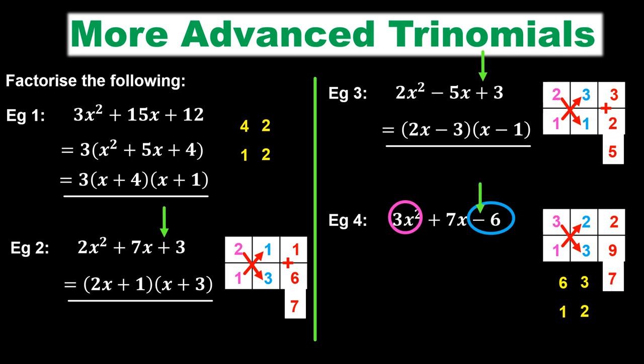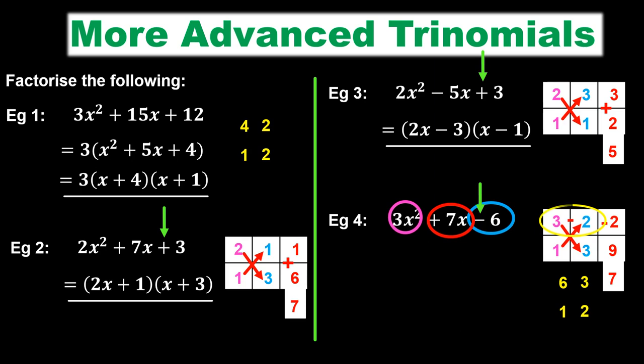And this time, because of the negative, I need to subtract the numbers to end with 7. So will I go 2 minus 9 or 9 minus 2? Which one will give me positive 7? 9 minus 2 will give me positive 7. And this is quite important.